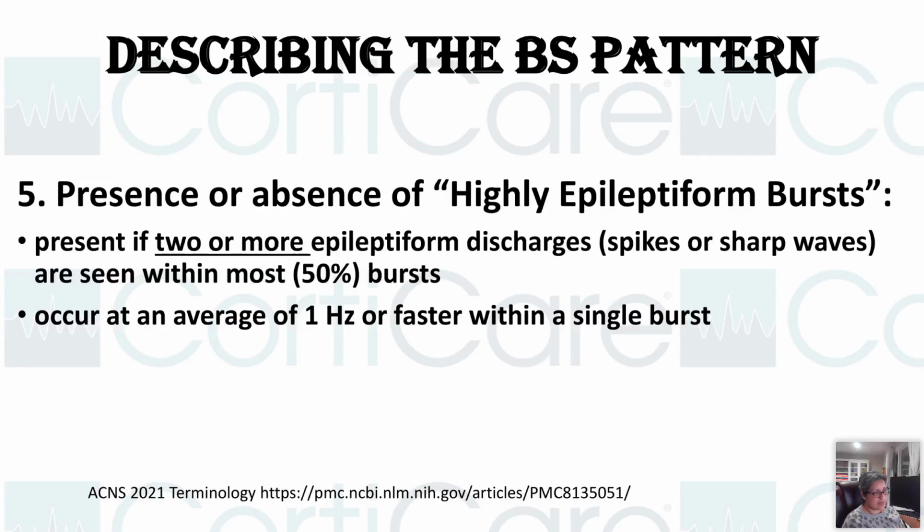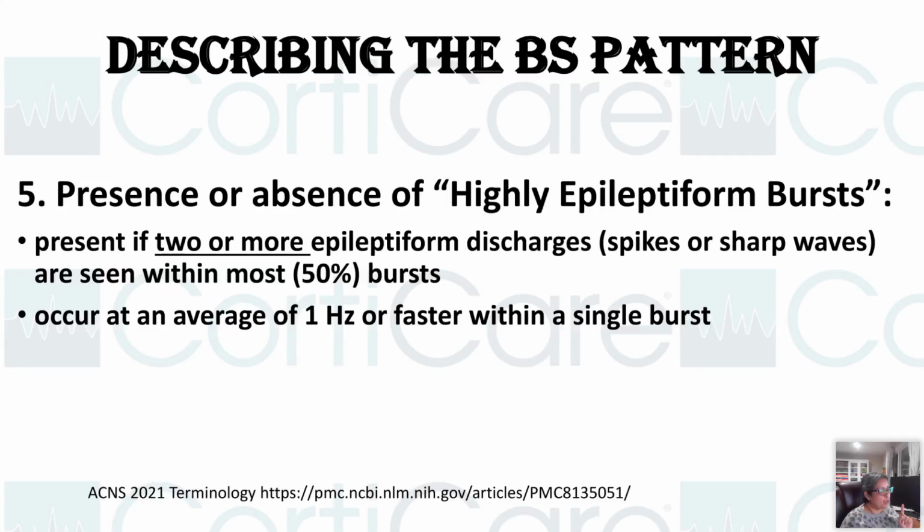Epileptiform, there are also spikes and sharps. Highly epileptiform are also spikes and sharps and polyspikes. Okay, so in your burst, if there are 2 or more epileptiform discharges present, and you see them in more than 50% of your bursts, that would be considered as highly epileptiform burst. Again, 2 or more epileptiform discharges.